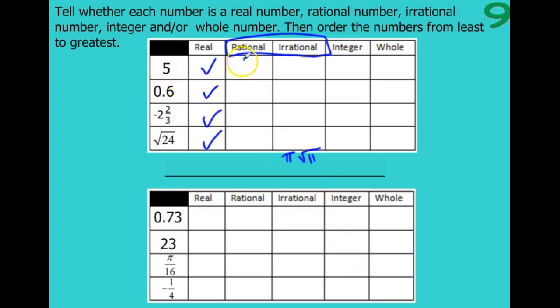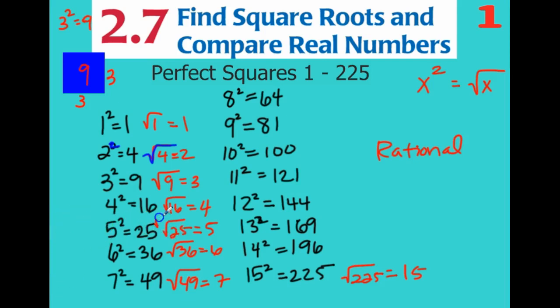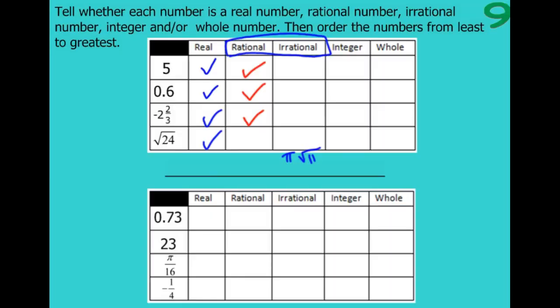So 5, that's okay. That's a fraction, a decimal, just a regular counting number. 0.6, there's a fraction or a decimal. Yep, that's okay. Here's a fraction. Good, that's rational. Square root of 24, though. If we look back here, square root of 24 is not on our list. It's really between 16 and 25. So it's really between the square root of 16 and the square root of 25, which is really between 4 and 5. So that's not rational. That's a weird square root. That's irrational.